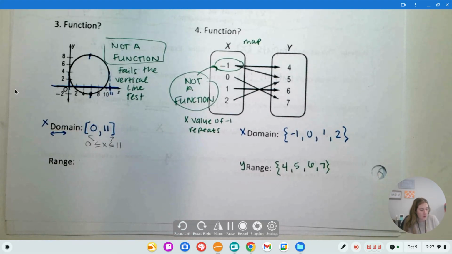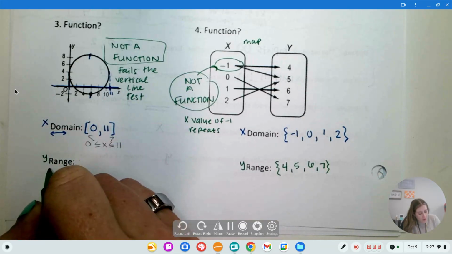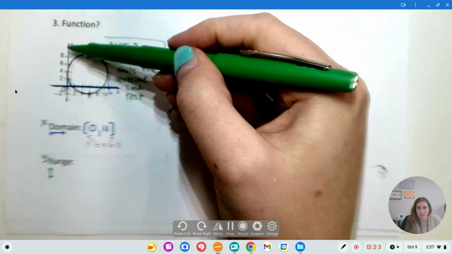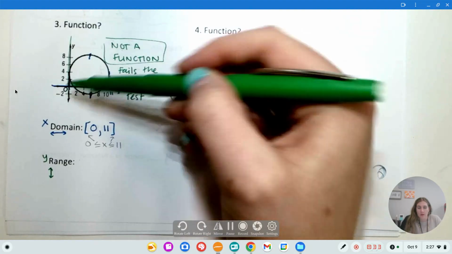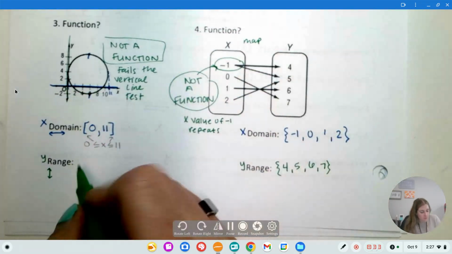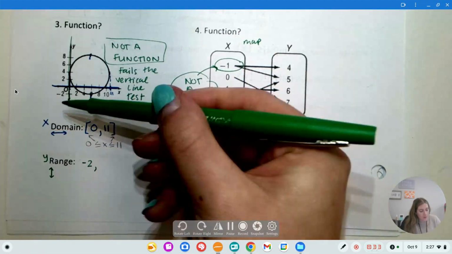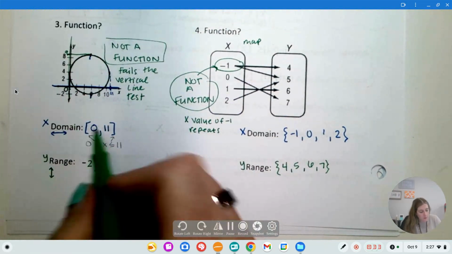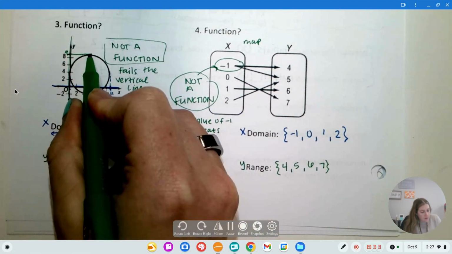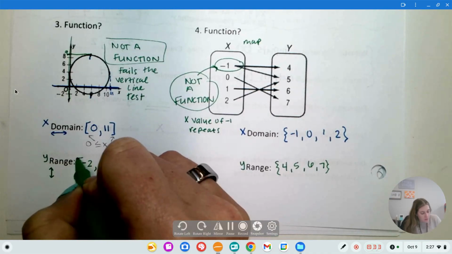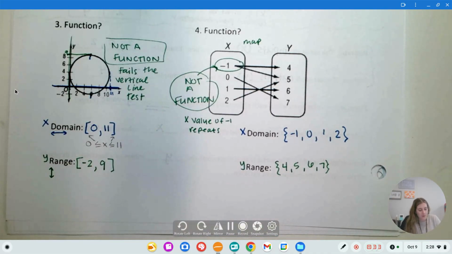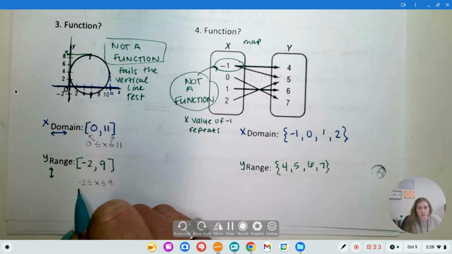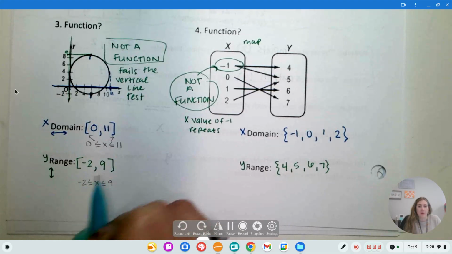So range is very similar, but it's the y value, so we're going to go up and down, but always start at the bottom. This time I'm looking at the y-axis here. So if I start at the bottom, it's at -2, comma. It goes all the way up to the top, and if I draw a line, it looks like it would go to about 9. And it does touch, it's a closed line, so this would be equal to with a bracket. So again, this is like saying -2 less than or equal to y less than or equal to 9. This is just a much simpler way to write it.